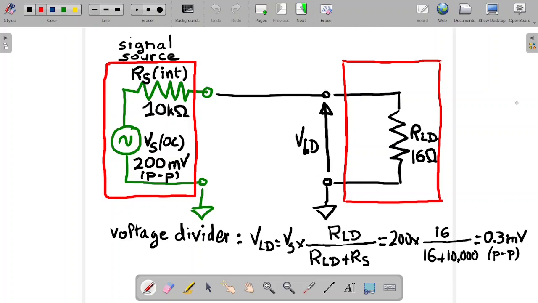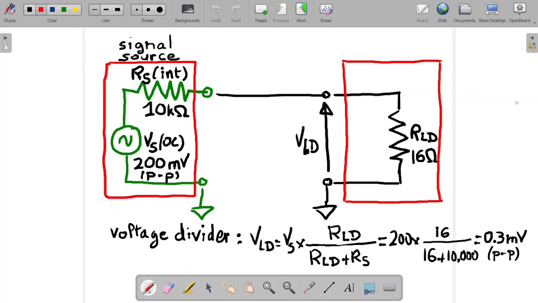Here I'm gonna look into a signal source with a pretty high internal resistance, because this is where you want to use a common collector amplifier when the signal source has a high internal resistance, in this case 10k ohm. For instance, if you use a microphone, that would be the case. So you have your signal source with a high internal resistance, RSINT.